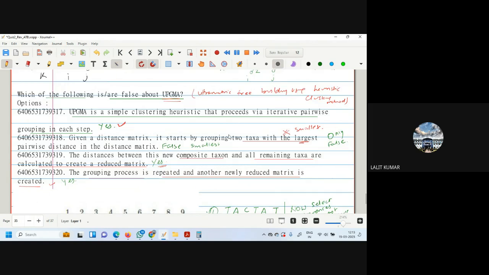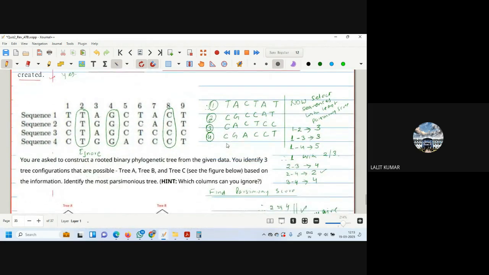Yes, yes. Okay. Then we come to the third question. You are asked to construct a rooted binary phylogenetic tree from the given data. You identify 3 tree configurations that are possible: tree A, tree B, and tree C. Based on the information, identify the most parsimonious tree. So they have given a hint also which columns you can ignore. So see, these are 4 samples. At this column, at this column, and at this column, all the entries are same. So we can ignore these columns. So what we get: TAC-TAT, CGC-CAT, CAC-TCC, CGA, ACCT.